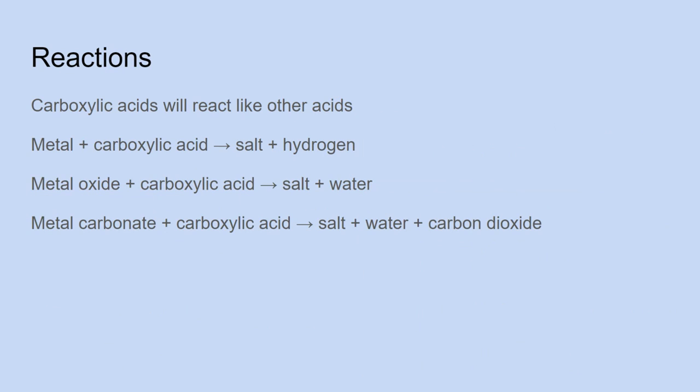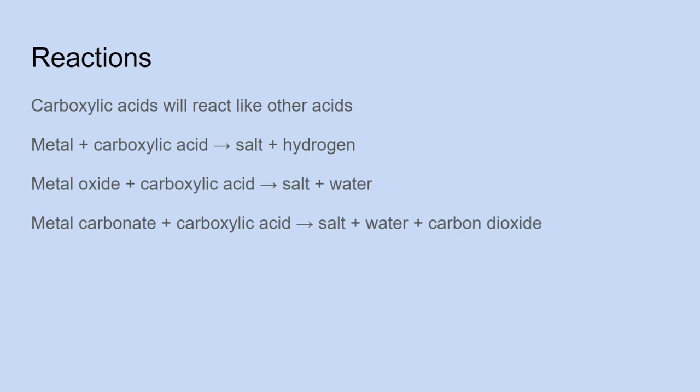So you're expected to know how they react, and we've already said that carboxylic acids will react just like the other acids. However, because they are weak, they'll be slower. So these are all reactions that you will have seen in the chemical changes unit. So you'll have seen a metal plus an acid giving a salt and hydrogen. Maybe you remember your MASH equations, the M for metal, the A for the acid, the S for salt, and then the H for the hydrogen.